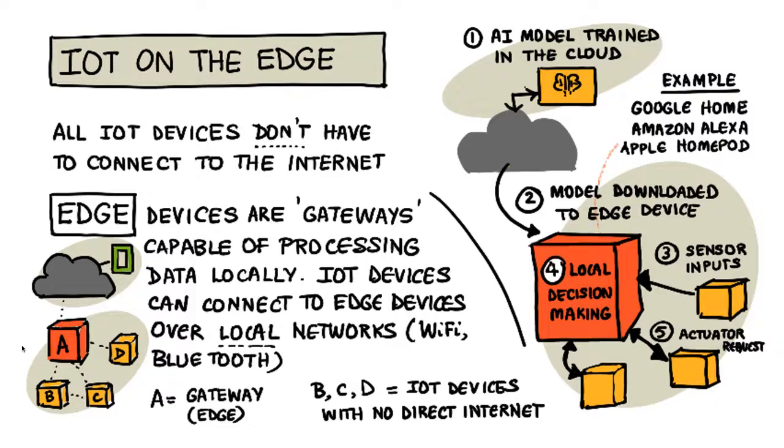Even though it's called Internet of Things, you don't necessarily need to have an internet connection. And one example of why you might need this would be areas of low connectivity.